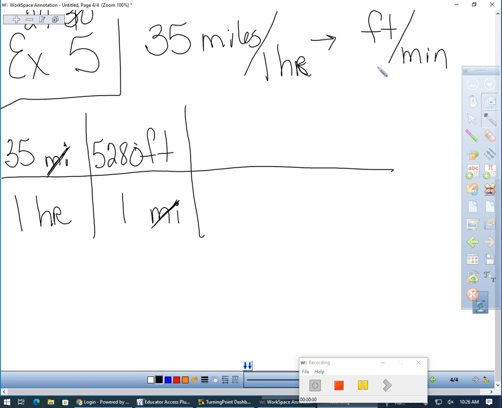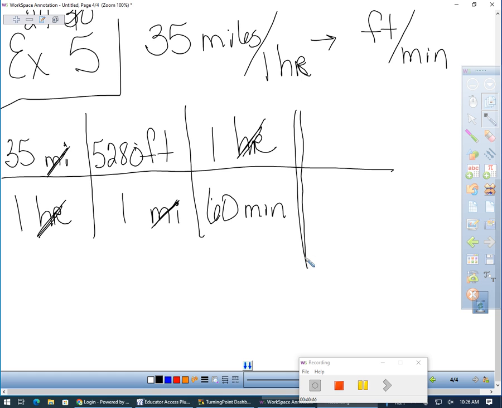Good. Feet per minute. So we have to do another conversion factor. All right. Now if hours are on the bottom, to get rid of hours, I have to put it where? On the top. Very good. So 1 hour is 60 minutes. So now my hours cancel. Now you'll see we're in feet per minute.